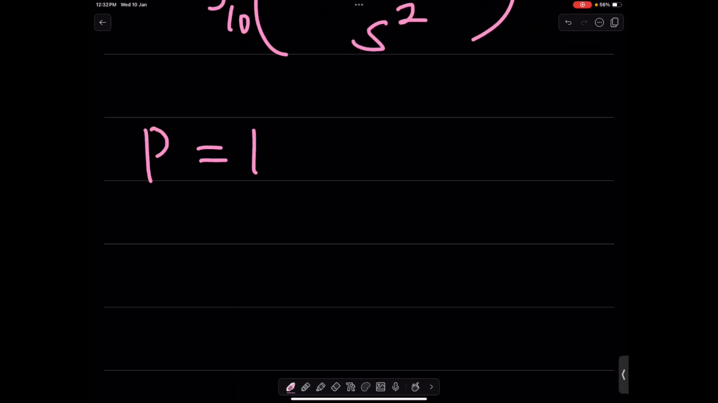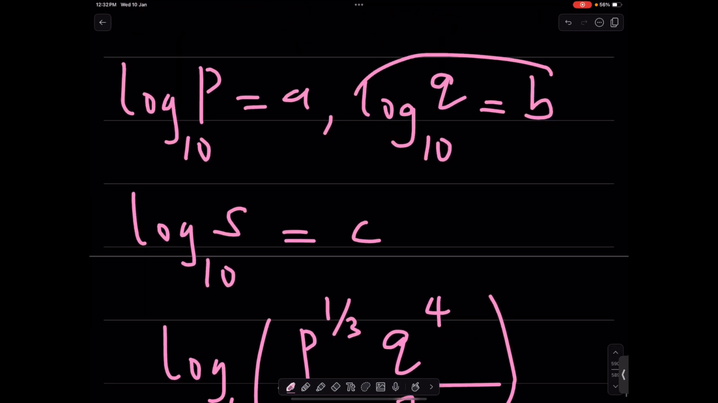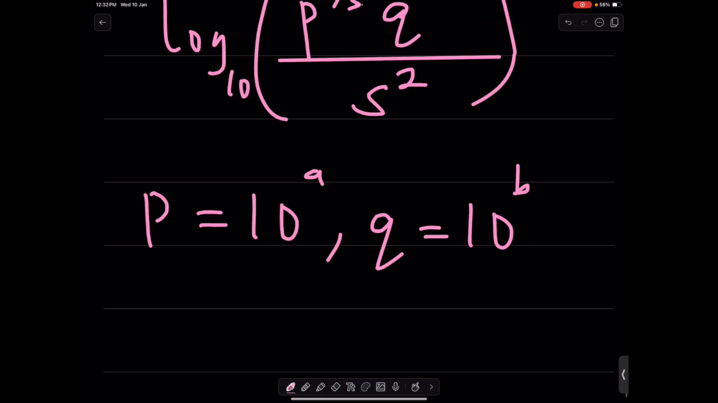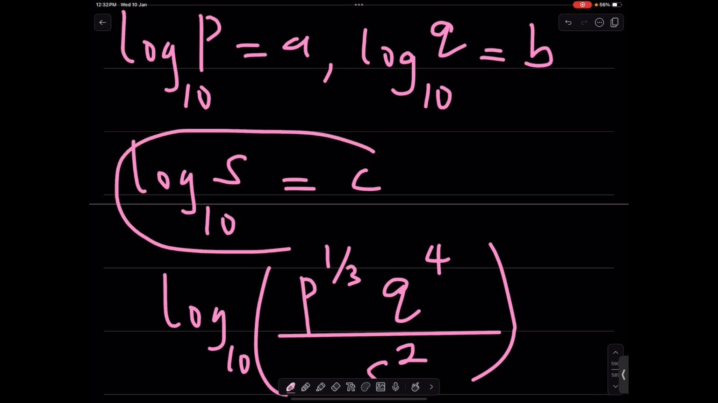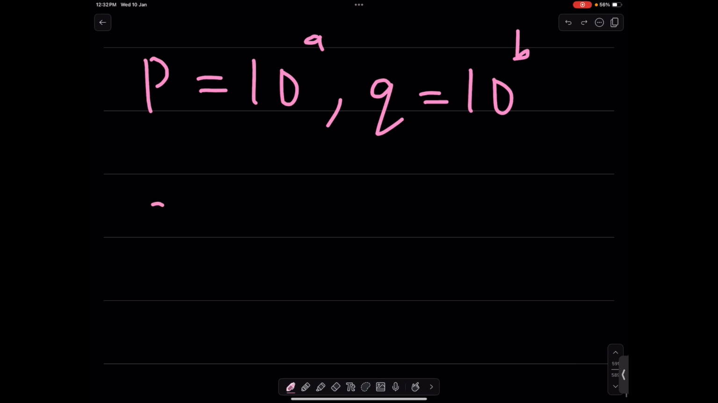P equals 10 raised to the power a. If log q base 10 is equal to b, that simply means q is equal to 10 raised to the power b. And if log s base 10 is equal to c, that simply means s equals 10 raised to the power c.